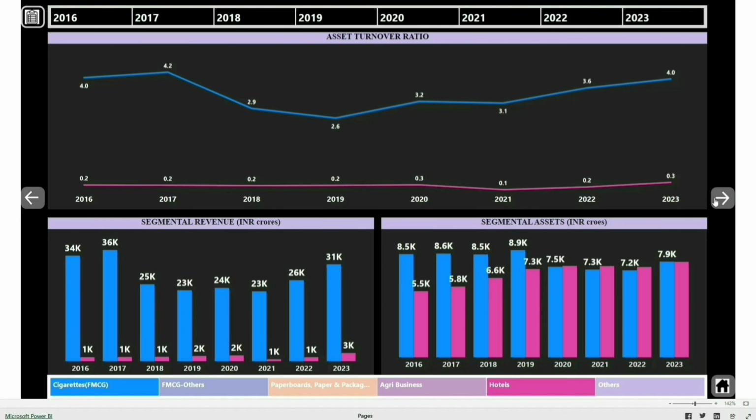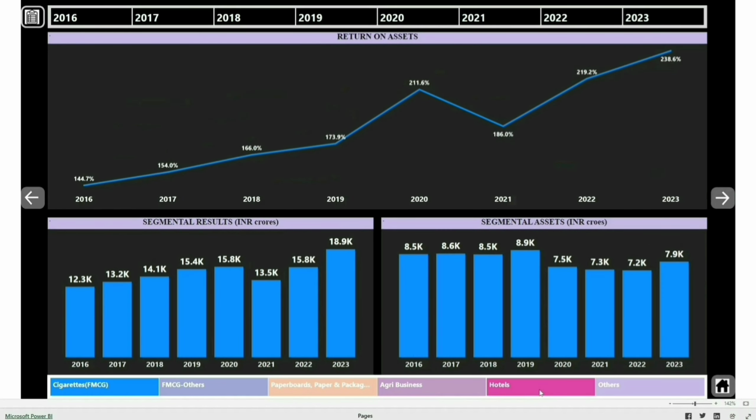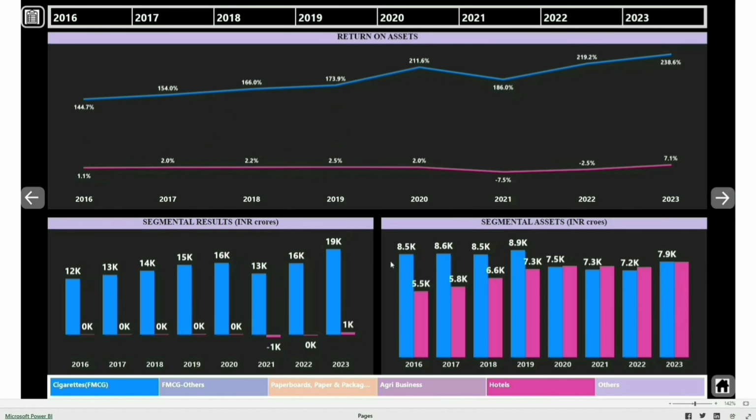Going forward, earlier we were looking at the revenue, here we will be looking at the profits, right? So again, the cigarette and the hotel business, we can see the same amount of assets, but one is bringing you more than 200% of profits, right? 8,000 and 19,000, right? So means more than double. You can see, right? Cigarette business is bringing more than 200% worth of profits, whereas the same amount of assets allocated to the hotel business is actually only bringing 7% of profits.